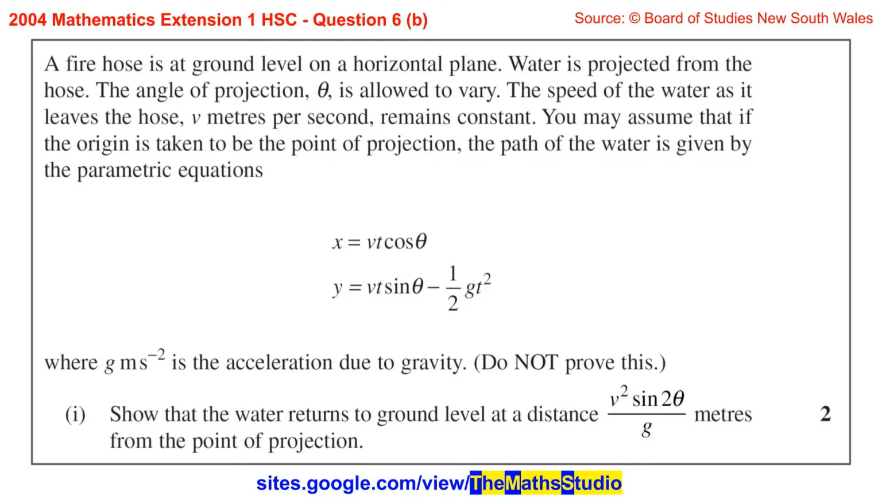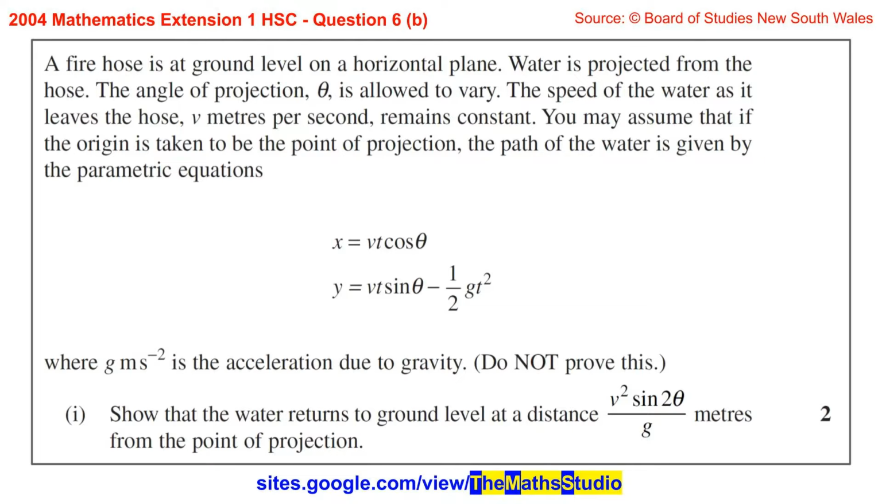Question 6b. A fire hose is at ground level on a horizontal plane. Water is projected from the hose. The angle of projection, theta, is allowed to vary. The speed of the water as it leaves the hose, v meters per second, remains constant.